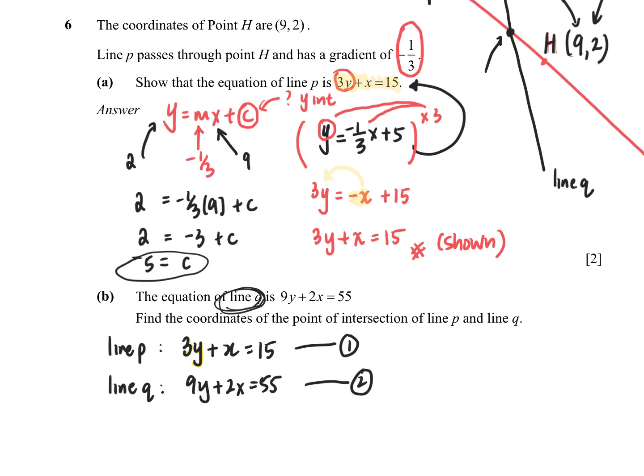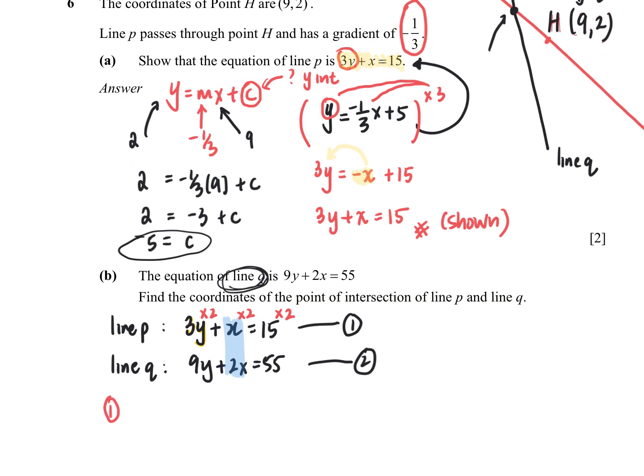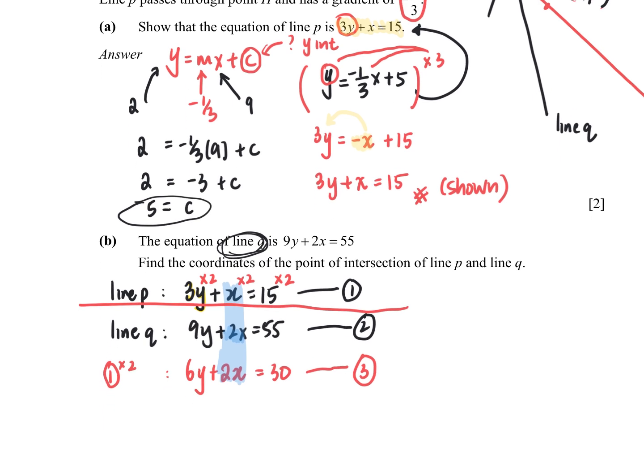So in order to remove a variable, you have to make one of the variables the same. So maybe we can make x the same by multiplying the first equation by 2. Okay, so if you multiply the first equation by 2, you get 6y, 2x, and 30. Okay, let's call this equation 3. Okay, so now that your x is the same, then you can eliminate the x altogether. So let's just focus on these two equations.